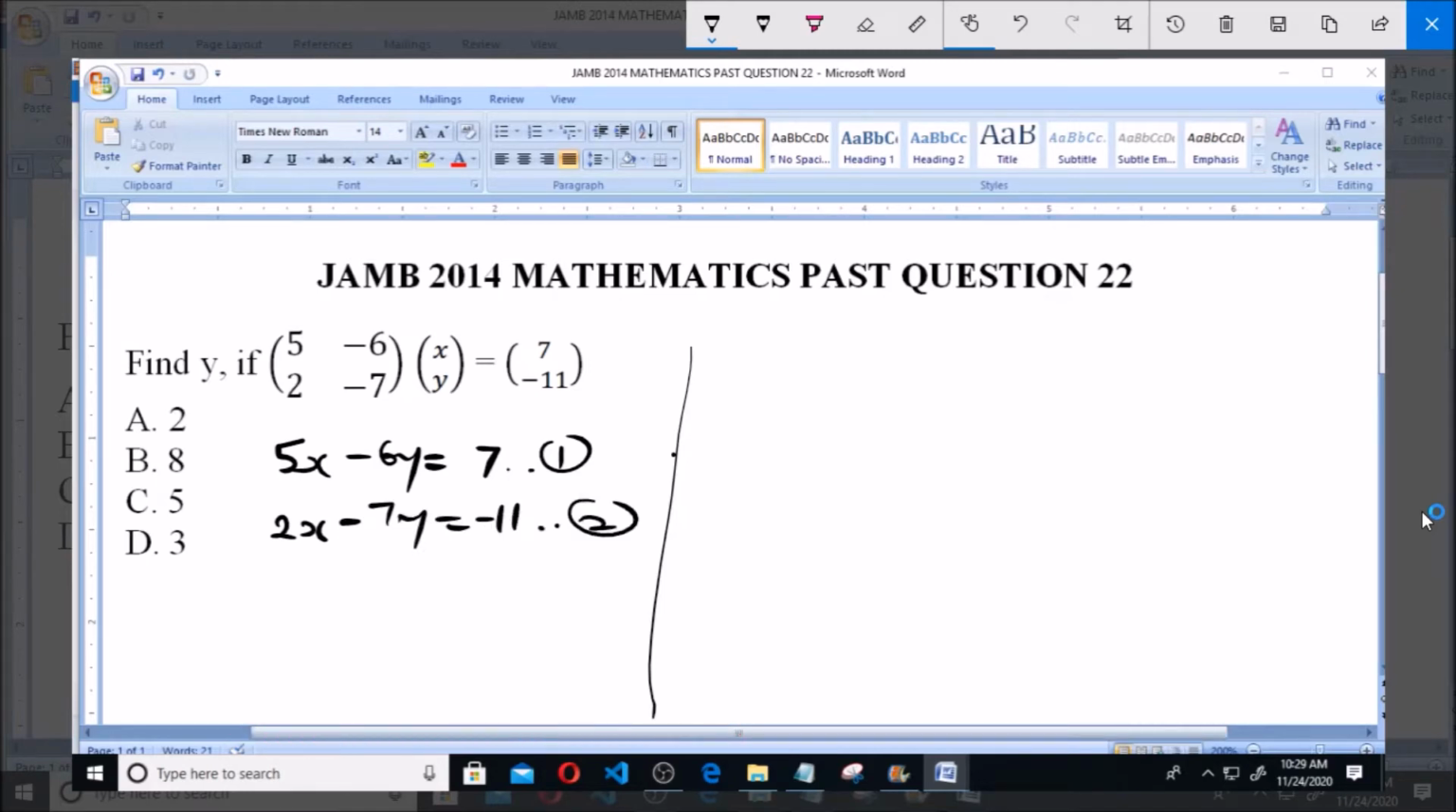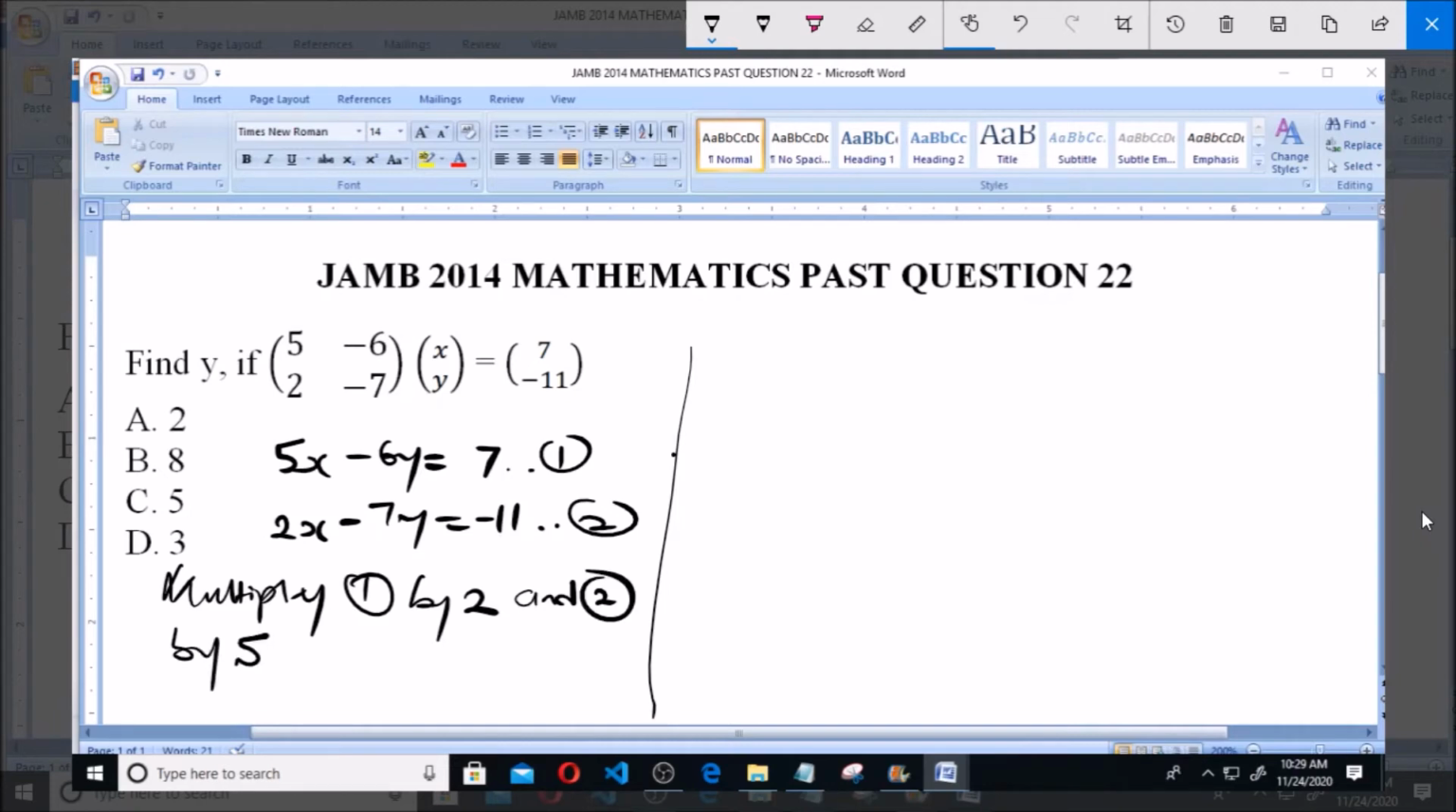Now, to solve these two simultaneous equations, we multiply equation 1 by 2. The essence is that we want to make the coefficient of x in equation 1 the same as the coefficient of x in equation 2. So we multiply equation 1 by 2, which is the coefficient of x in equation 2, and also multiply equation 2 by 5, which is the coefficient of x in equation 1.